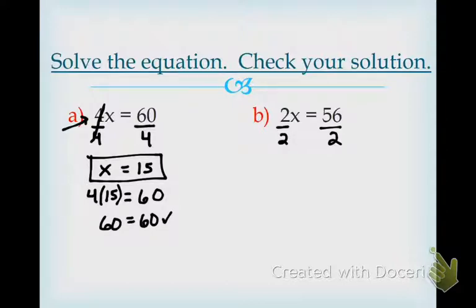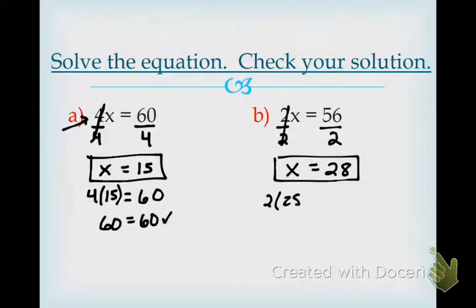Okay, so that can cross out, and I'm left with a plain old what? 1. X. Plain old x. What is 56 divided by 2? 28. Who wants to help me plug it in? Go ahead. 2 times 28 equals 56. 56 equals 56. You are correct. Great job.